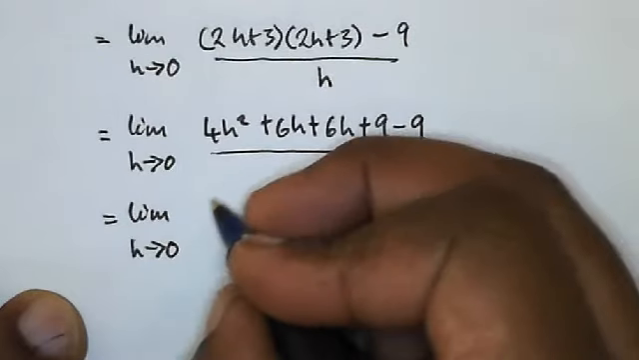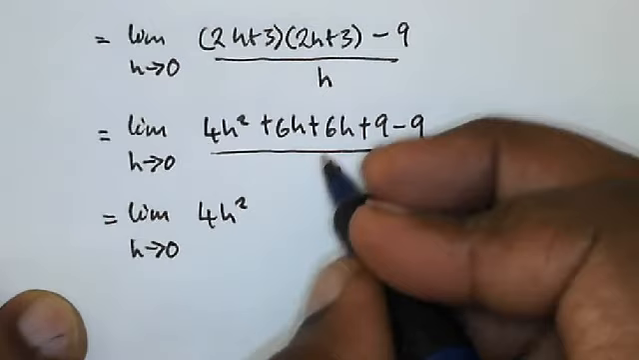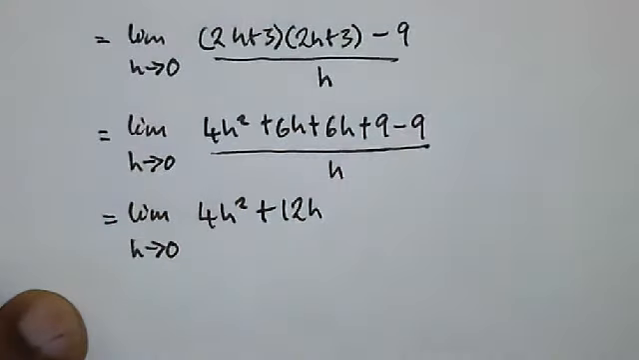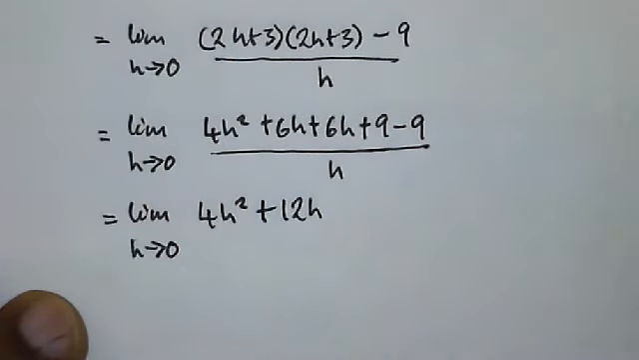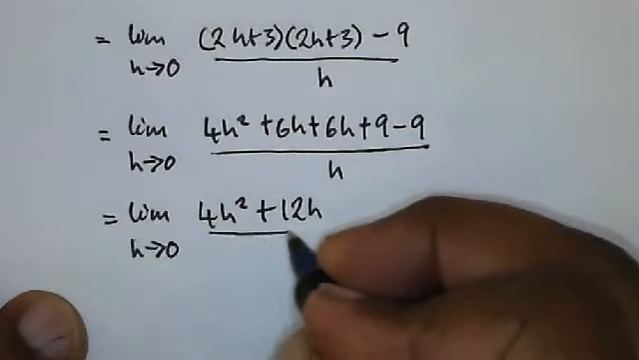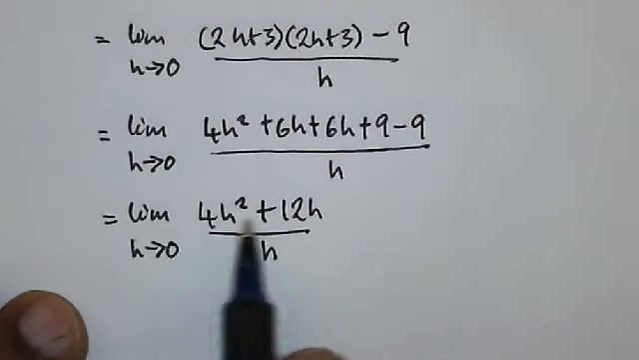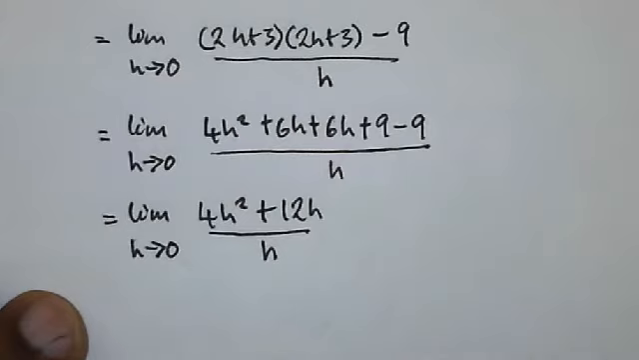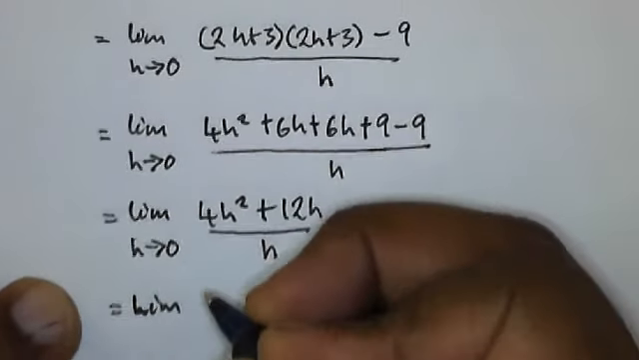So that becomes the limit as h approaches naught of 4h squared. 6h plus 6h is what? 12h, right? 12h plus 9 minus 9. That 9 cancels out, it becomes 0. So that one is gone, over h. Okay. What if we factor out h from there? Let's only factor out h, right? Yes. Let's leave the coefficient alone.